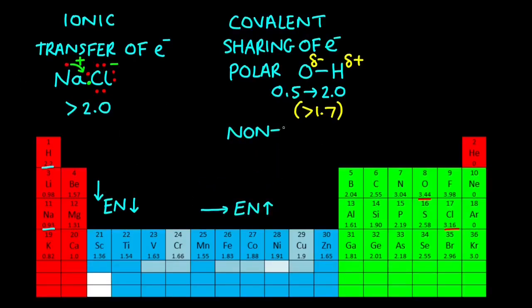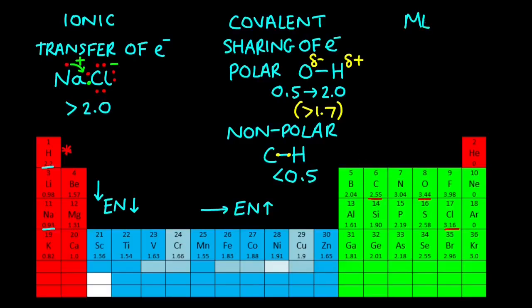Now nonpolar covalent bonds occur between atoms with a similar electronegativity. So for example, carbon-hydrogen bonds. So the difference in electronegativity is less than 0.5. And the electrons in that bond are equally shared.